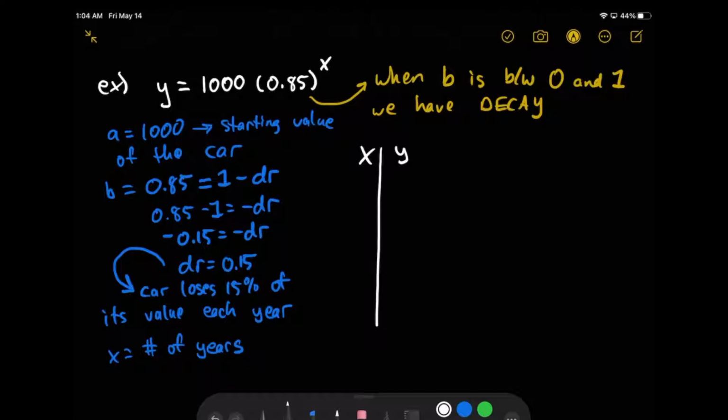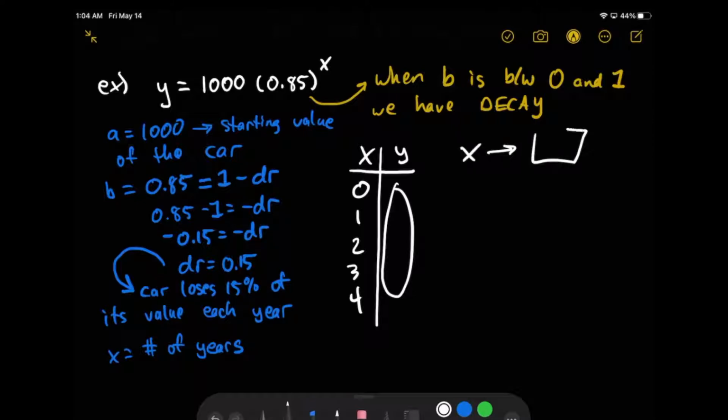As before, when dealing with exponential functions, I don't really care about negative x values, so I'm going to start at 0, and let's go up a few years. Let's go 1, 2, 3, and 4. Now let's find our y values. So I'm taking my x values, choosing values, putting them into my equation machine, and calculating my y values and writing them in the table here.